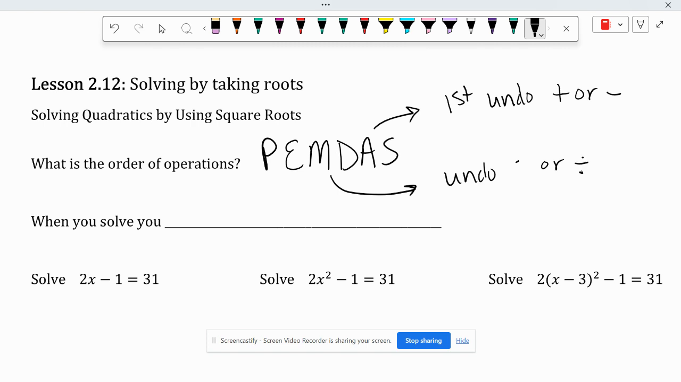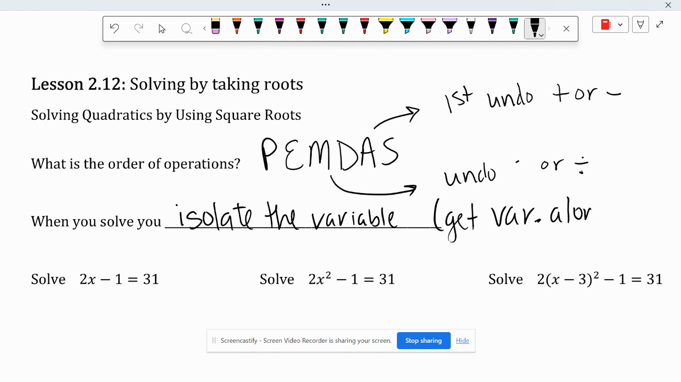You guys know how to solve equations. That's really all we're doing. That's all we've been doing. When you solve an equation, your goal is to do what? Yeah, say it. Isolate the variable. That's what we're doing. We're isolating the variable. That just means get the variable alone. That's all it means.